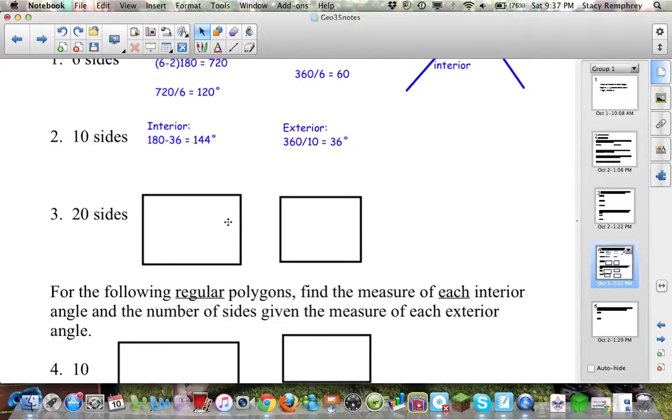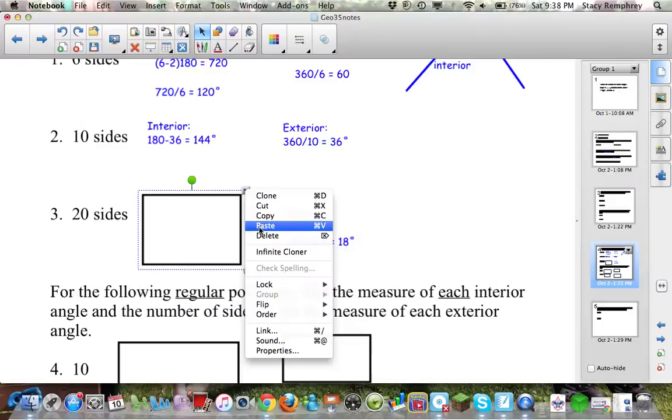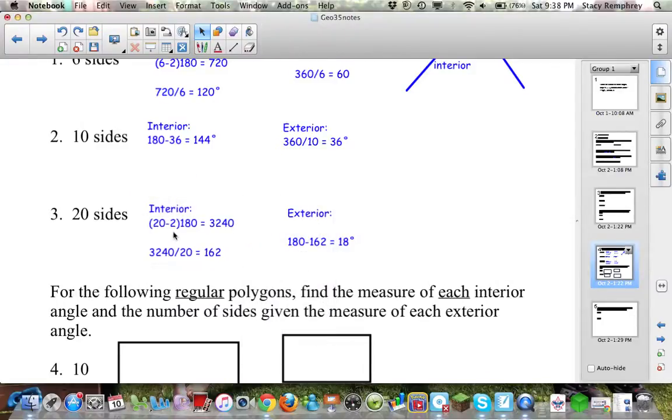In the next, with the 20, I started with 20 minus 2 times 180, which is the formula, doing it like we had started with number 1. And then for the exterior, what I did this time was I used the fact that they were supplementary.